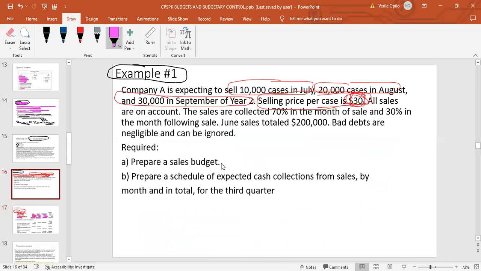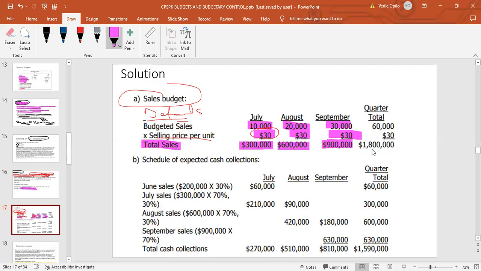The question is also asking us to show the monthly figures and also the total for this third quarter of the year, so we'll also have a column for the total. What will be the total budgeted sales for the third quarter? We'll sell 10,000 plus 20,000 plus 30,000 for those 3 months, meaning the total is 60,000 units. These 60,000 units are all sold at a selling price per unit of $30, which gives us a total of 1.8 million for that particular period. So now we have 1.8 million, the total sales for the entire quarter, and that is how we would be expected to prepare that sales budget.